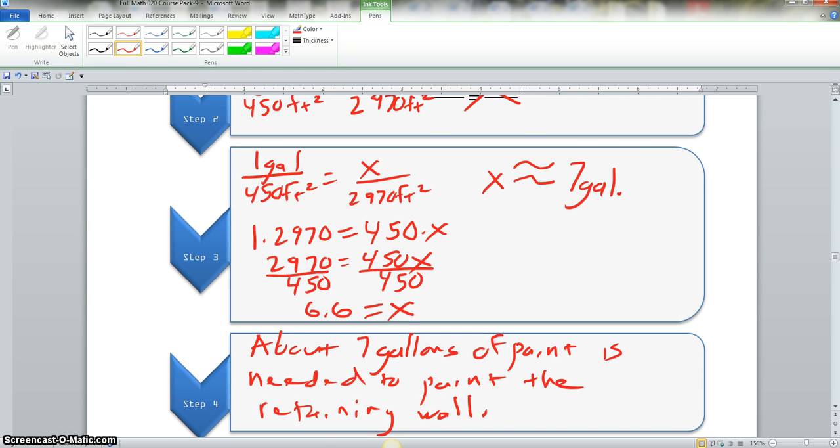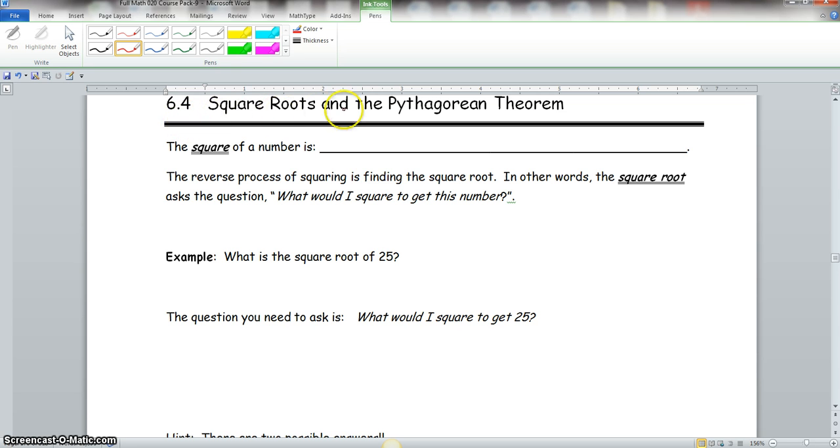And that is it. Now we come to section 6.4, square roots and the Pythagorean theorem. The square of a number is a number multiplied to itself. Okay, it says the reverse process of squaring is finding the square root. In other words, the square root asks the question, what would I square to get this number?